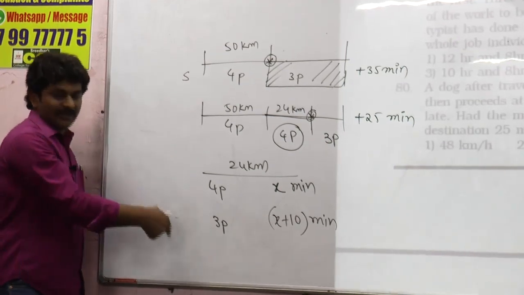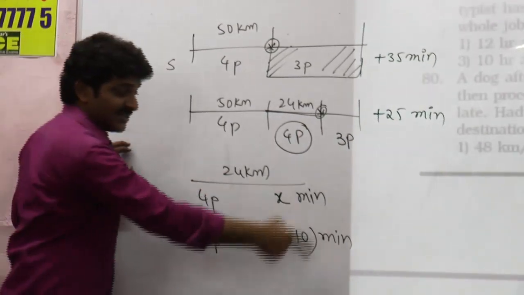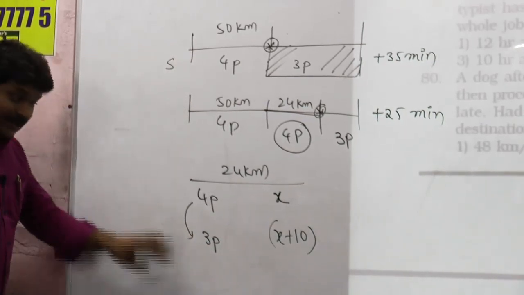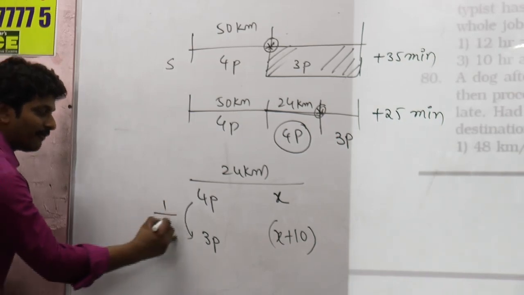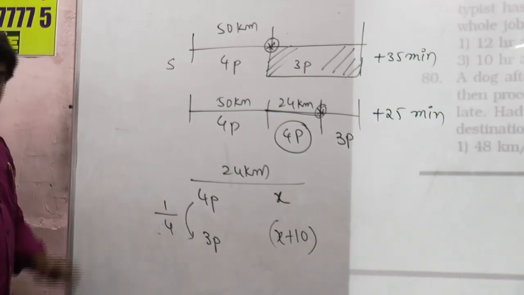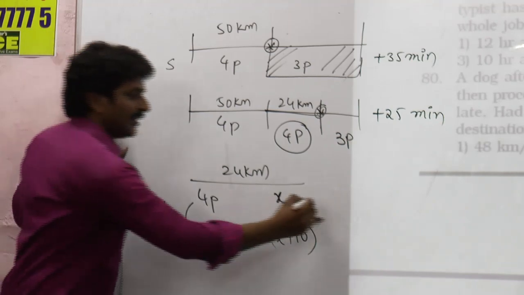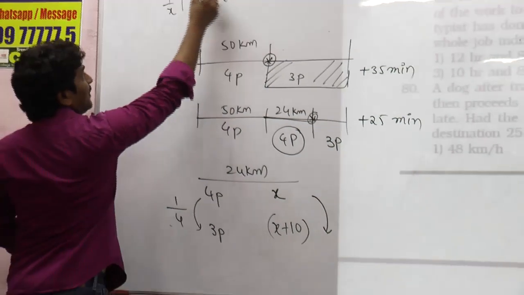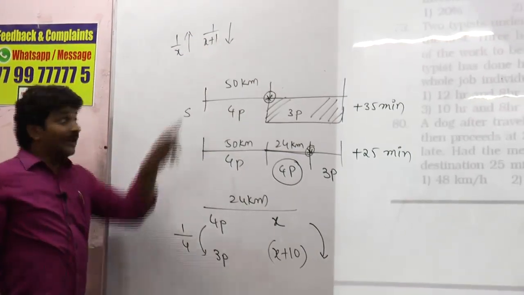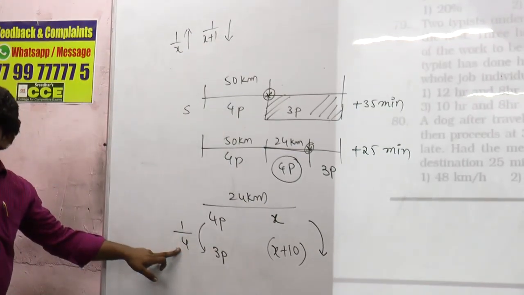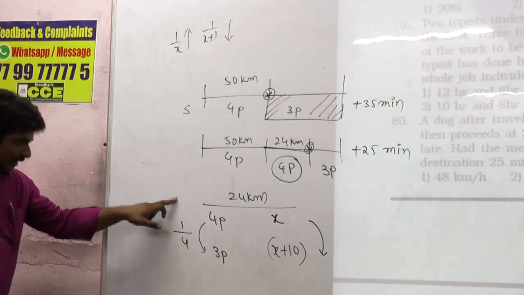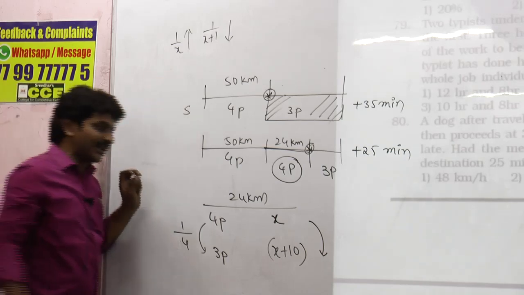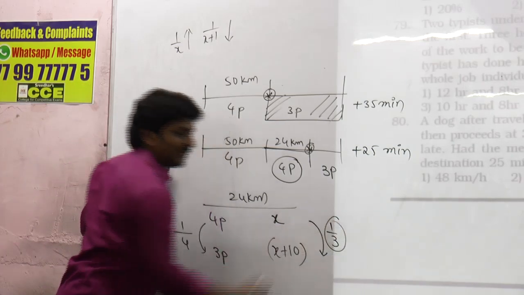What is this? Speed, and this is time. Now what happened to speed? Decreased by 1 part out of 4 parts. If speed decreases, time should increase. For always increase of 1 by x, there should be decrease of 1 by x plus 1. Decreased value is 1 by 4. For always decrease of 1 by 4, there should be increase of 1 by 3. So time should increase by 1 by 3.